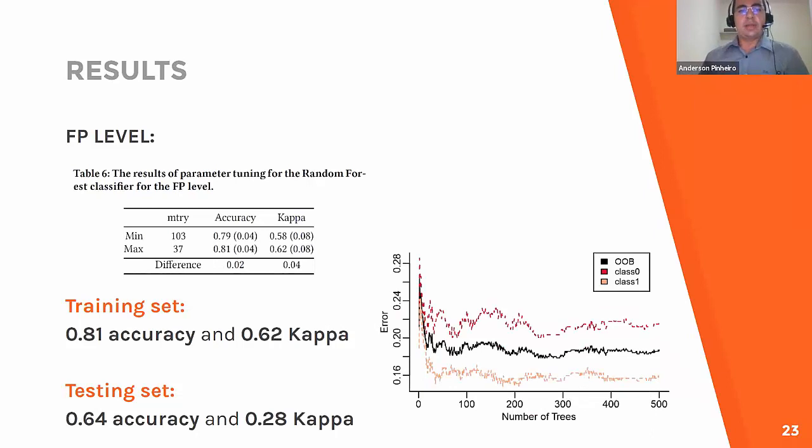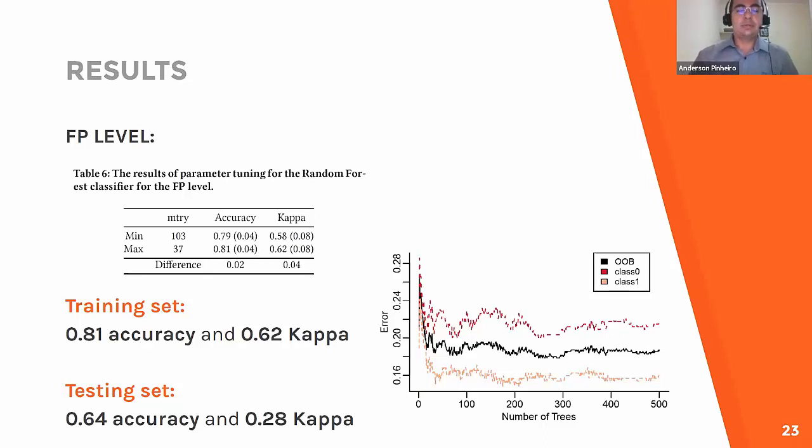Then for the FP level, the best value for the mtry was 37. Then we obtain in the training set 0.81 of accuracy and 0.62 of kappa. And in the testing set, we obtain 0.64 of accuracy and 0.28 of kappa.